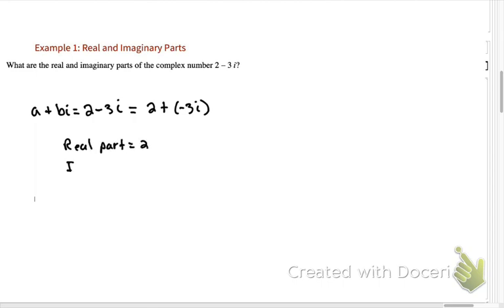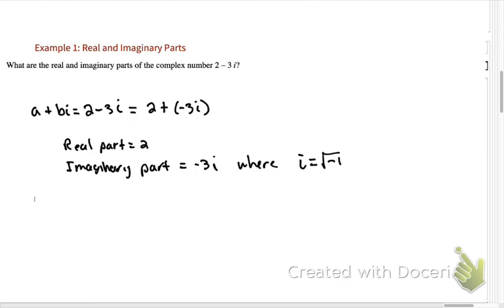So if I was being asked, what are the real and imaginary parts of the complex number 2 minus 3i? Well, 2 minus 3i is supposed to be this complex number a plus bi, and I'll rewrite it here as 2 plus -3i. So the real part is equal to +2, and the imaginary part is equal to -3i. And that's again where i is equal to the square root of -1.